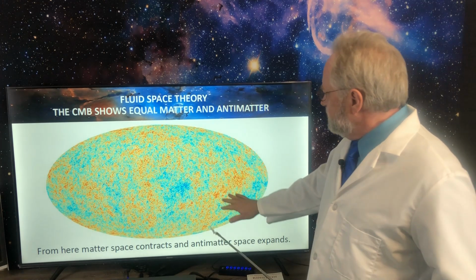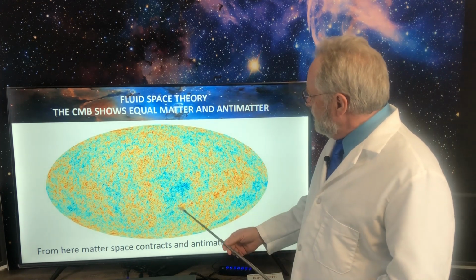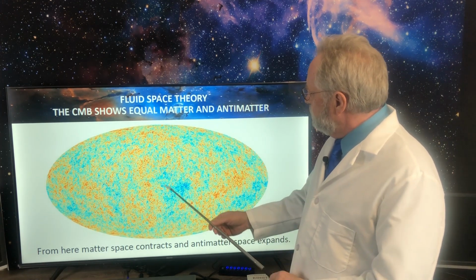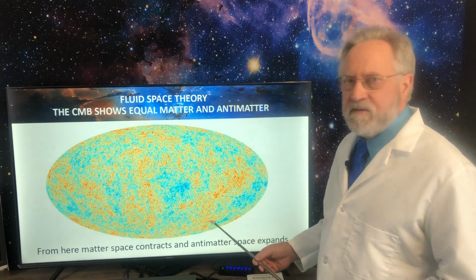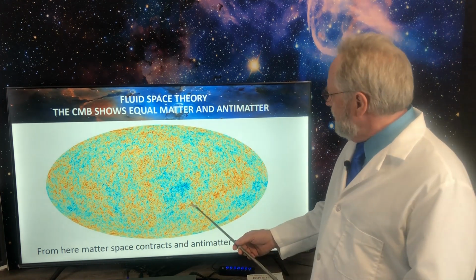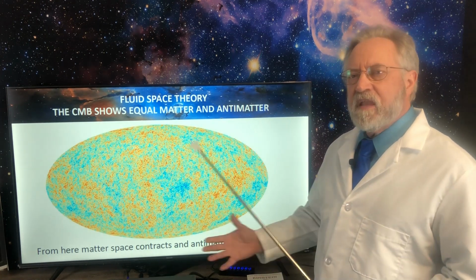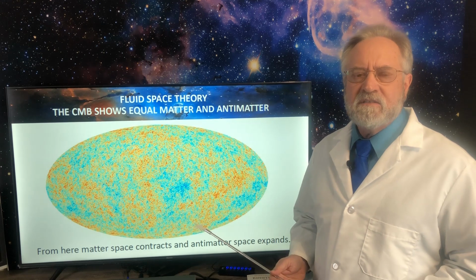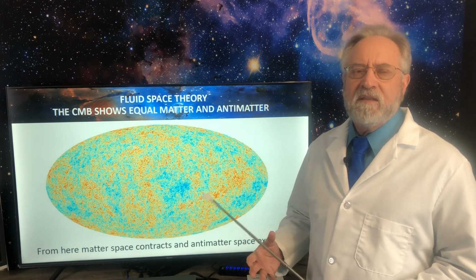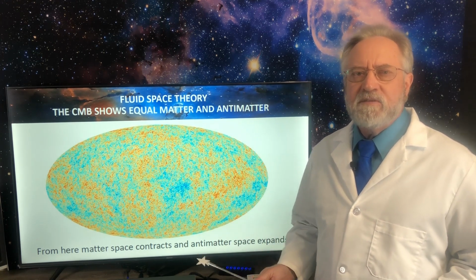Fluid space theory tells us that antimatter would have collected into the blue regions shown in the cosmic microwave background, while matter collected into the orange regions. And there would be this amalgamation of regions of matter and antimatter, and they would each be doing different things.